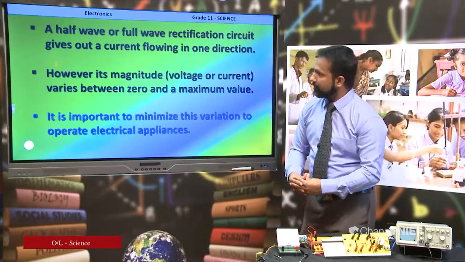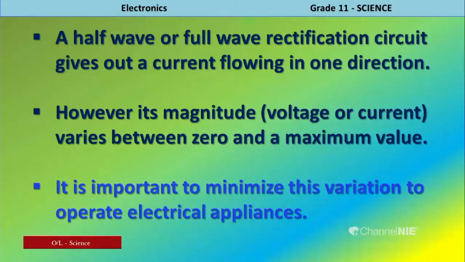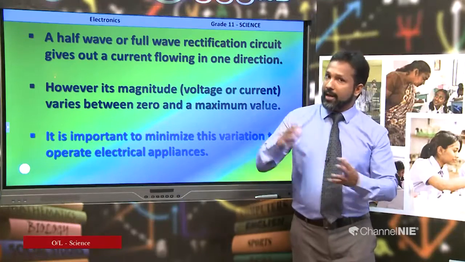My dear children, a half wave or full wave rectification circuit gives out a current flowing in one direction. It is a direct current. However, its magnitude, the voltage or current, varies between 0 and its maximum value. So it is very important to minimize this variation to operate electronic appliances that we use in our day-to-day life. So how can we minimize this variation?